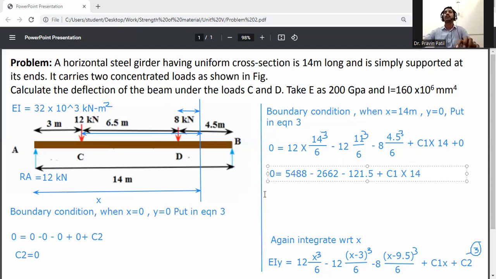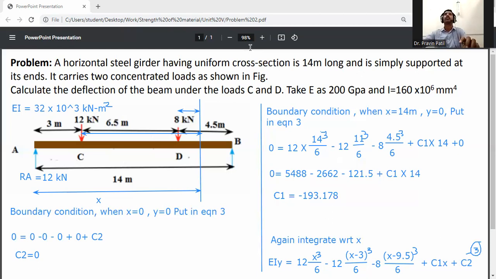So C1 is equal to, from this relation, 5488 minus 2662, then minus 121.5, divided by 14. So C1 is equal to minus 193.178. This is the C1 value.